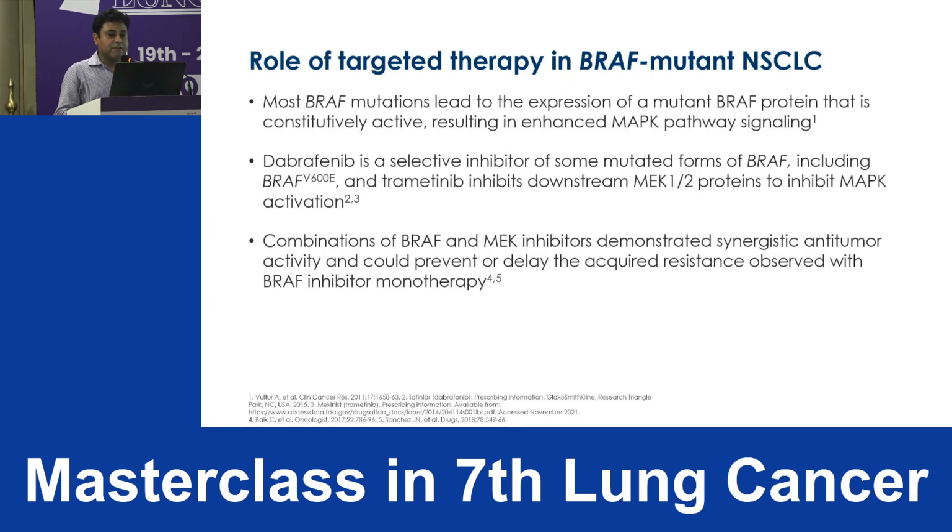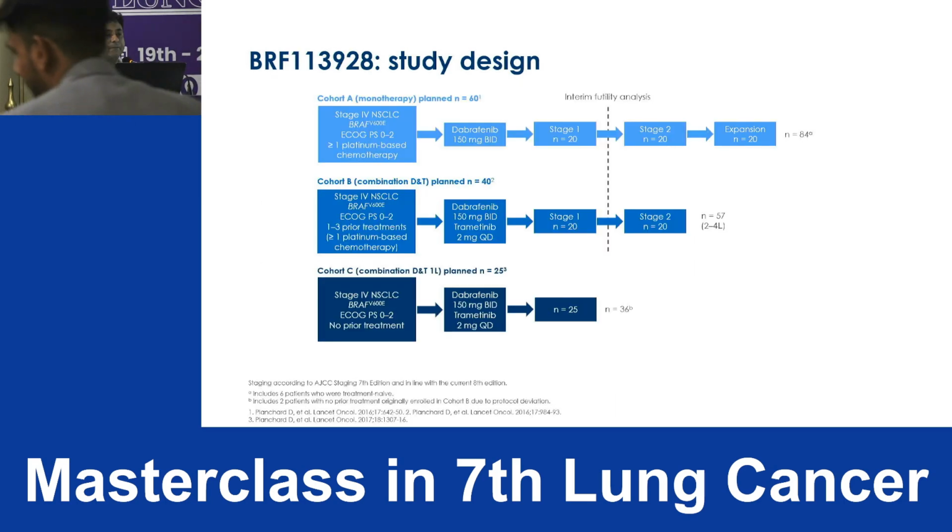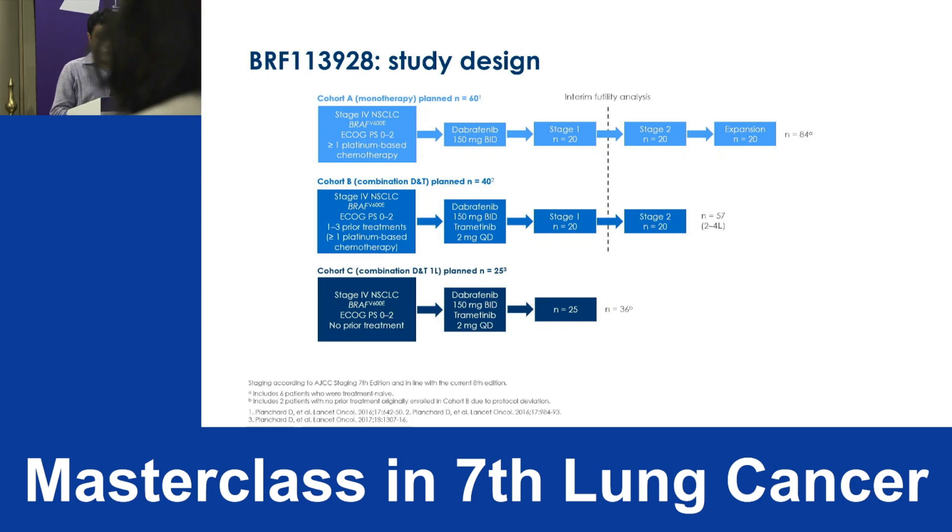So most BRAF mutations lead to expression of the mutant BRAF protein, and combinations of BRAF and MEK inhibitors demonstrated synergistic anti-tumor activity and could prevent or delay the acquired resistance observed with BRAF inhibitor monotherapy. So this was the prospective study, the BRF113928 study design. I hope everyone is aware of this study. In cohort A, it was monotherapy with dabrafenib. In cohort B, the patients who had received first-line treatment before received dabrafenib and trametinib, and cohort C were treatment naive and received dabrafenib and trametinib.